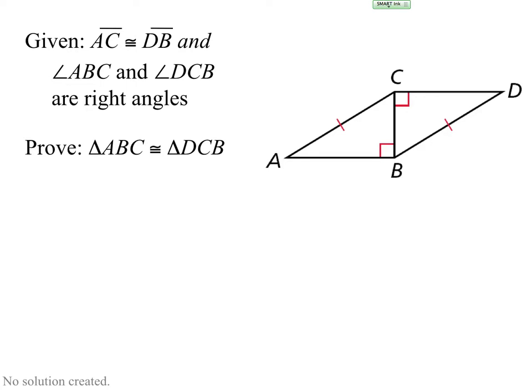Given that segment AC and DB are congruent, and we have a couple right angles, we're supposed to prove that the triangles are congruent. So get down what's given and what we're trying to prove. And let's do some thinking before we completely write out the proof to see if in our minds we can get them congruent.